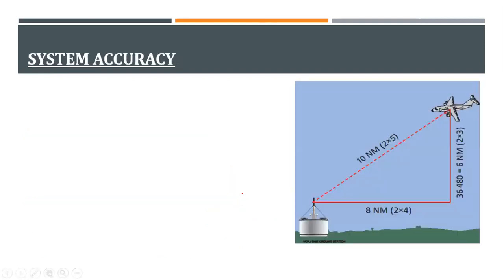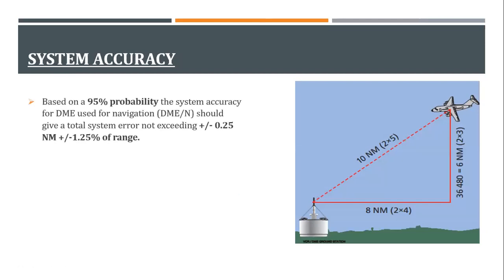Finally, system accuracy. What does the accuracy depend on? Based on 95% probability, the system accuracy for DME used for navigation should give a total system error not exceeding this limit. So we cannot exceed this limit, just like we had in the previous examples of automatic ground monitoring in ILS and VOR. DME is also very sensitive and many operations depend on it. So it also has an accuracy rate. It should not be less than this.